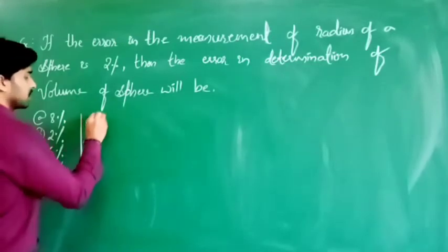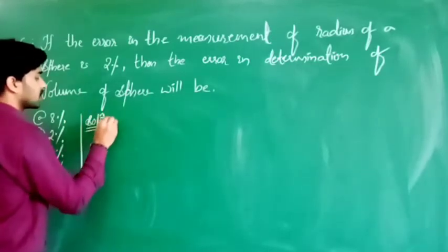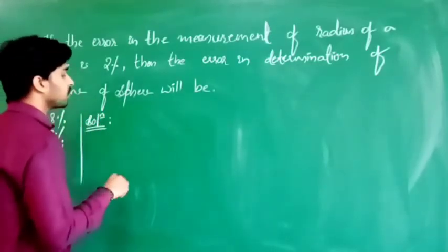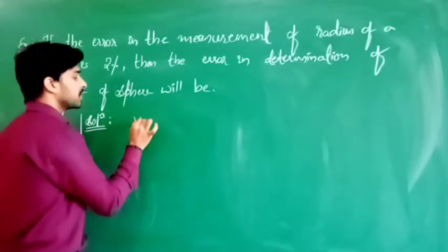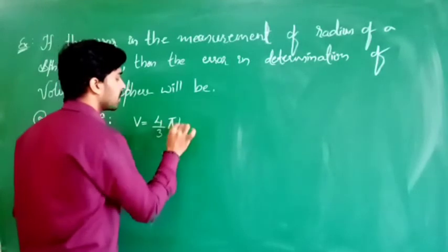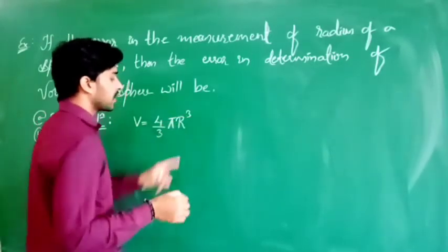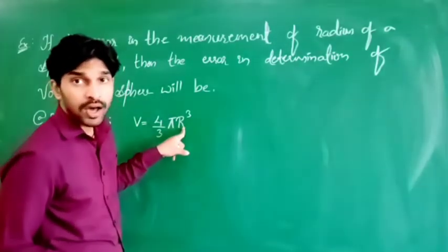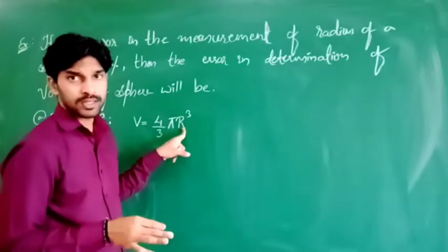Okay, solution. Listen, how to solve this kind of question. First of all, what is the volume of a sphere? Volume of sphere V is given by 4 by 3 pi r cube. Correct? Where r is nothing but the radius of that sphere. Clear?